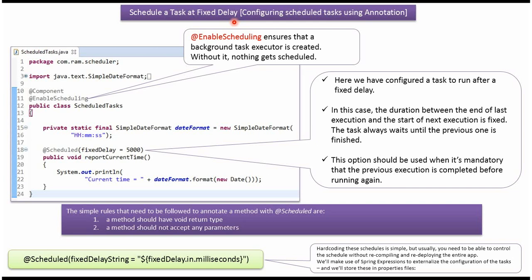In this video tutorial I will explain how to schedule a task at fixed delay using annotation. Here I have defined the class ScheduleTask. In this class I have applied @Component annotation and @EnableScheduling annotation.